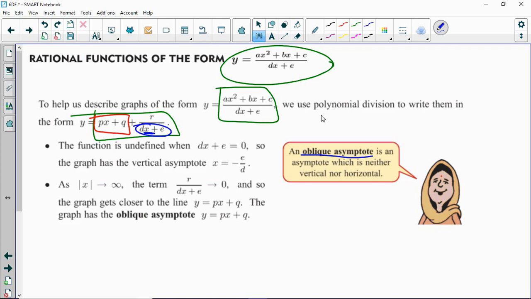Now this is particular to the fact that we have a quadratic divided by a linear. If we had different degree functions happening up there, then we might not get a slant asymptote out, but we will in this case, and this is the case that the IB cares about. So you can worry about those other situations when you go off to university.